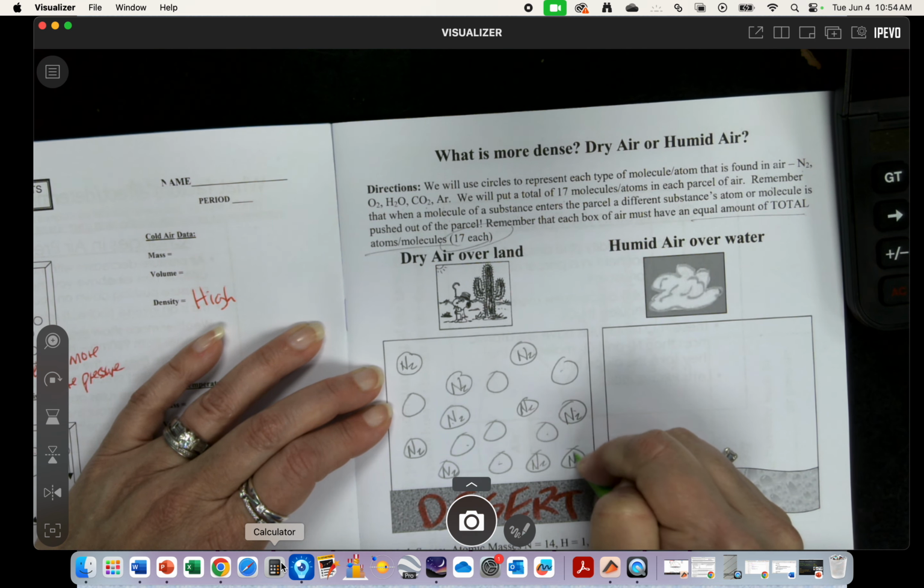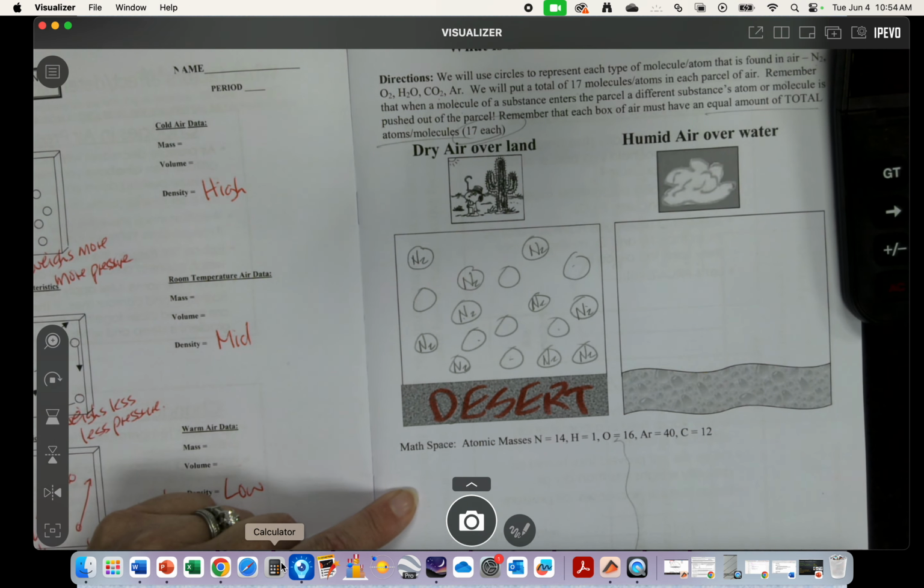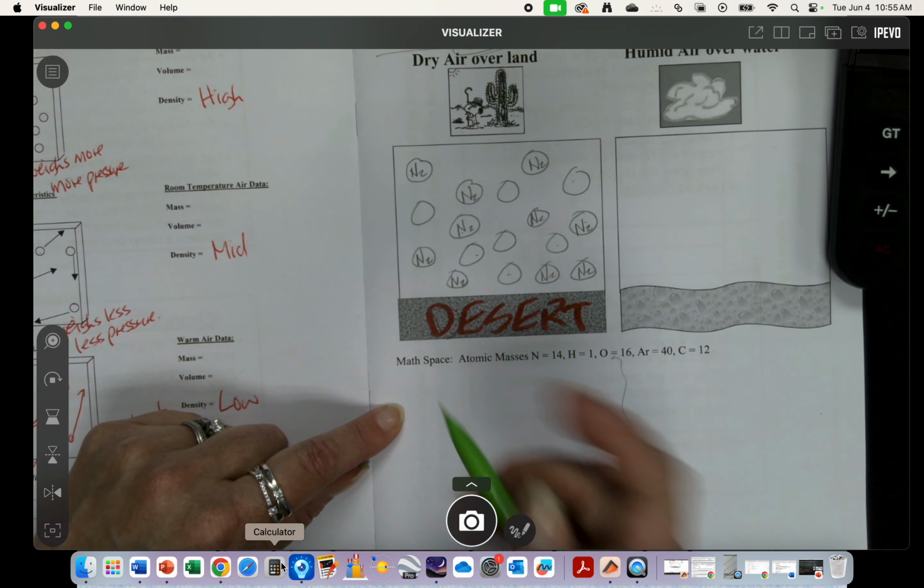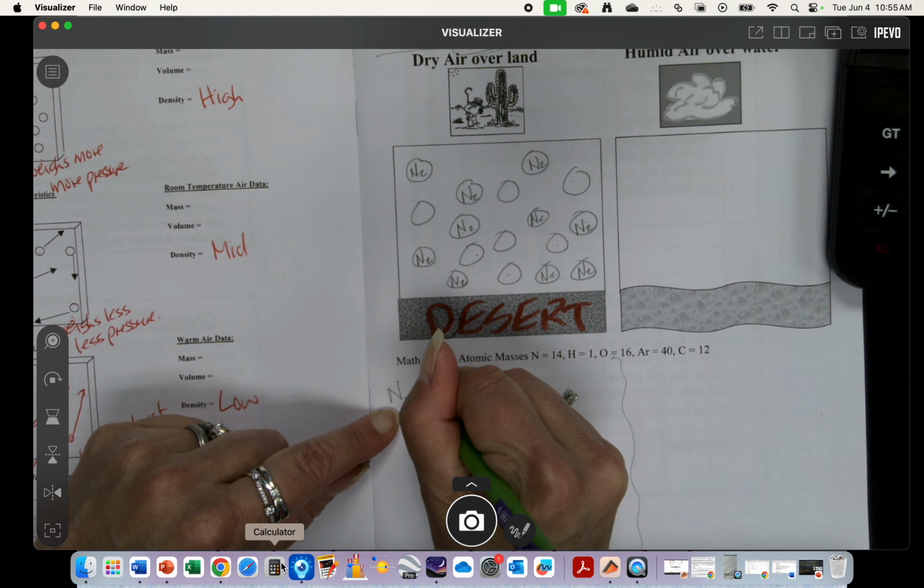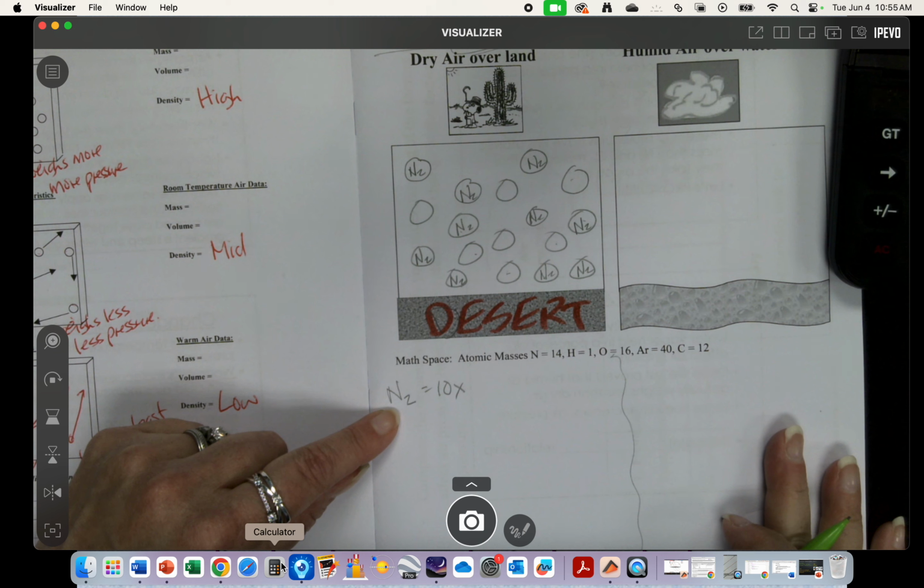Okay. That's 10. So what we're going to do down here is calculate how much that N2 weighs. So we have N2. How many of them did we draw? And then we're going to figure out how much they weigh in a second.